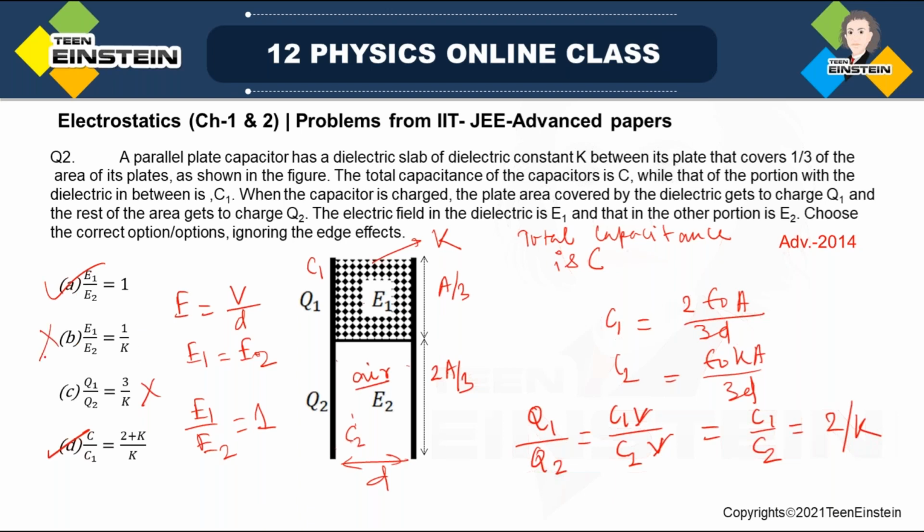So we have got two correct answers. One is A, another one is D. So these two options are the correct options. What are the correct options? The correct options are A and D.